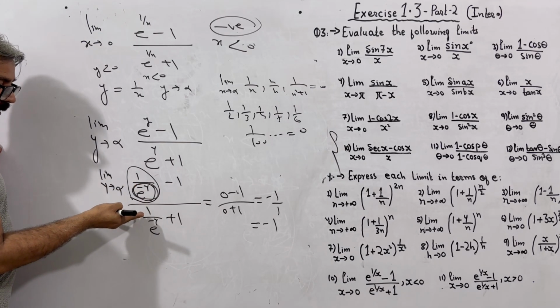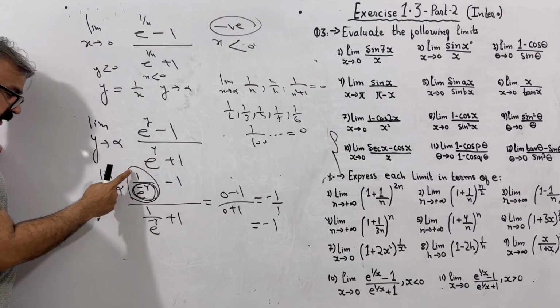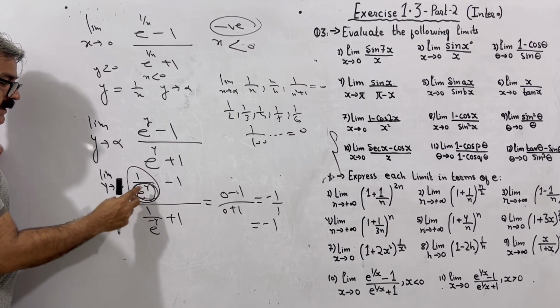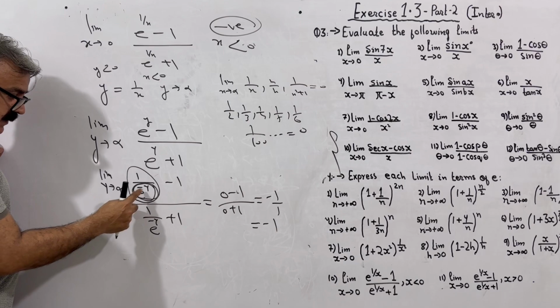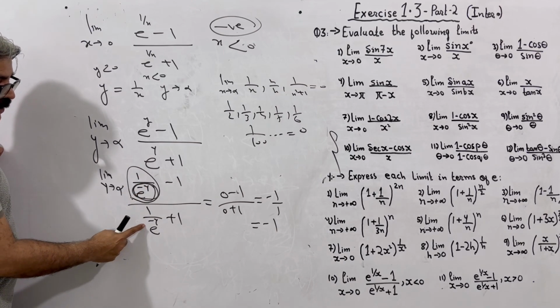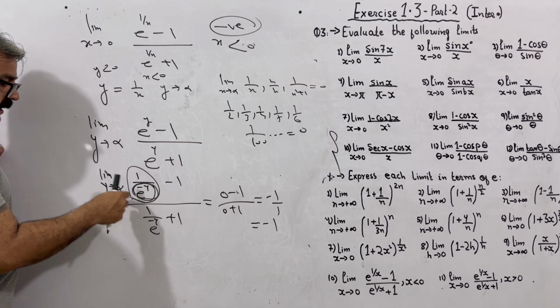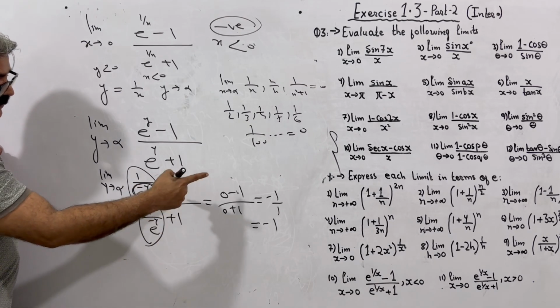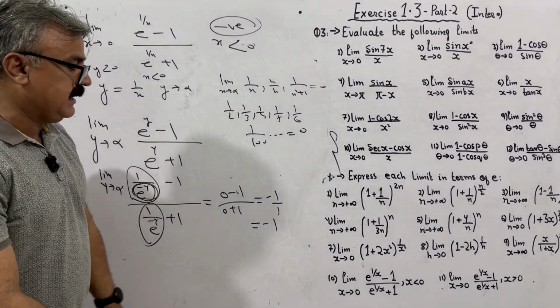E raised minus y increases, but 1 over e raised minus y decreases. It overall decreases. So in case of infinity, this is equal to 0, and so is this. It's equal to 0. So 0 minus 1 over 0 plus 1. Minus 1 is our answer in that case.